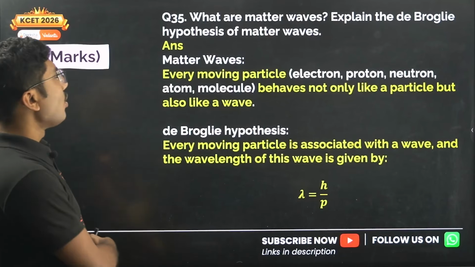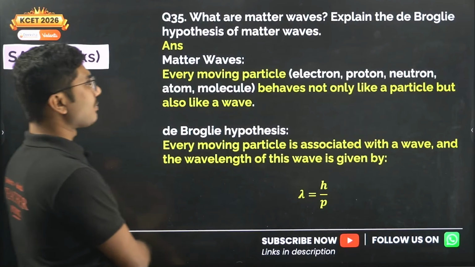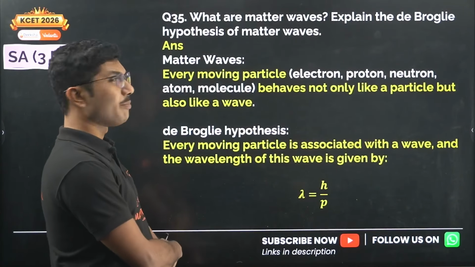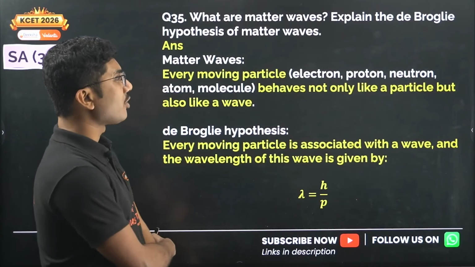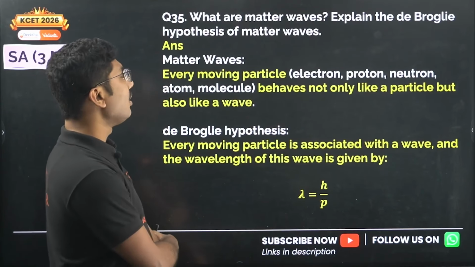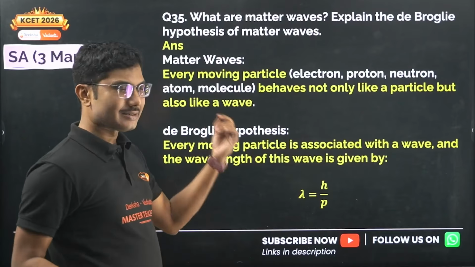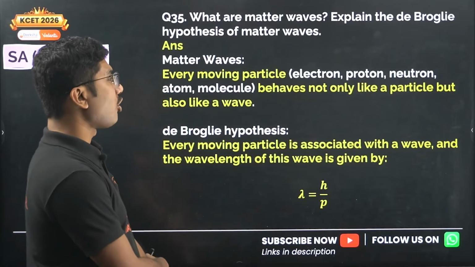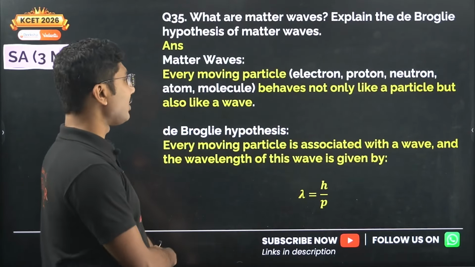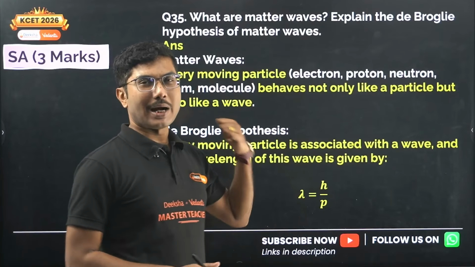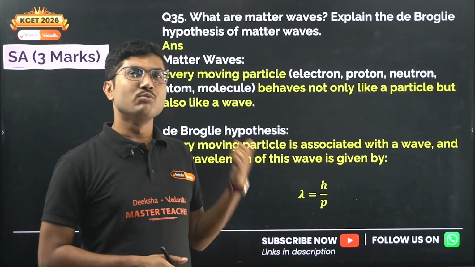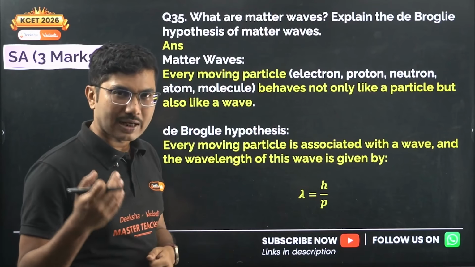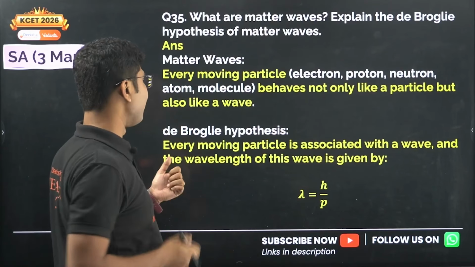Next, what are matter waves? Explain the de Broglie hypothesis of matter waves. So matter waves: every moving particle, electron, proton, neutron, atom, molecule, etc., behaves not only like a particle but also like a wave. When a particle like an electron, neutron, proton, atom or molecule moves, it does not only behave like a particle, it also behaves like a wave.